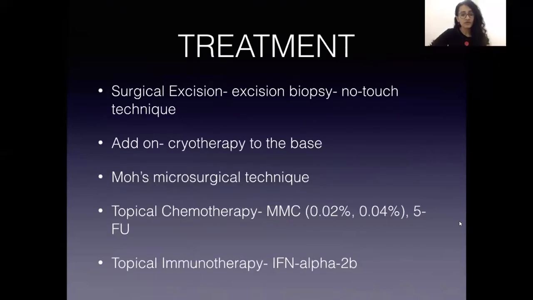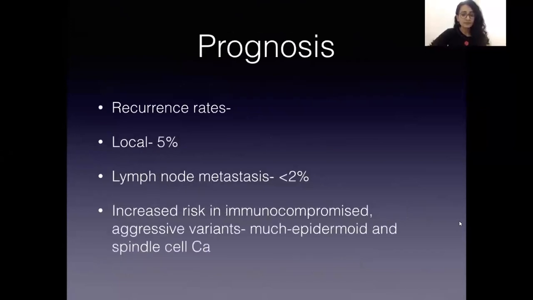As a treatment of choice, wide surgical excision with no touch technique, also known as Shields technique, is advocated. Adding on to this excision, cryotherapy can be done to the base as well as the edges of the lesion. As a part of ocular surface preservation, or to save the surface, more microsurgical techniques can be done to reduce the tissue loss. Topical chemotherapy with MMC 0.02% or 0.04% or 5-fluorouracil can be done. Immunotherapy with interferon alpha 2B is also useful these days in patients who cannot tolerate chemotherapy.